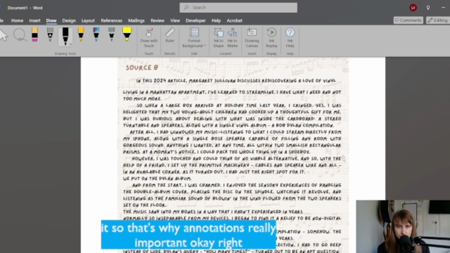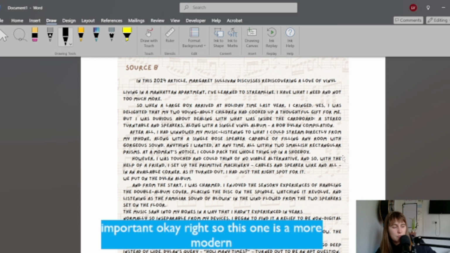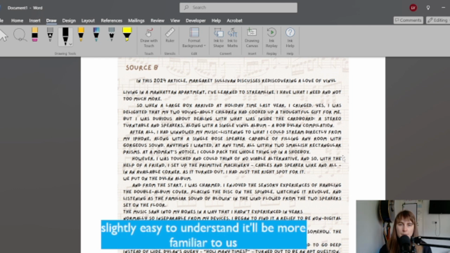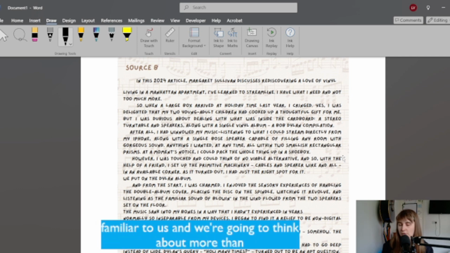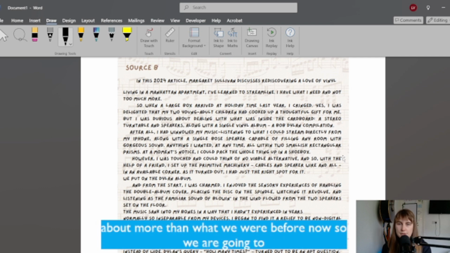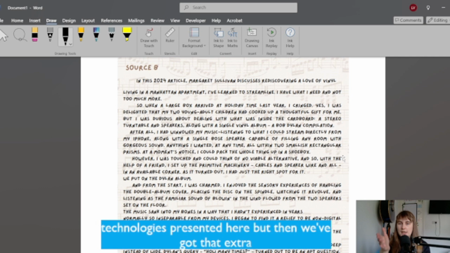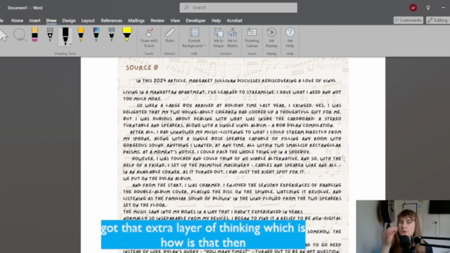Right, so this one is a more modern text, so hopefully the language itself will be slightly easier to understand. It will be more familiar to us. And we're going to think about more than what we were before now. So we are going to consider how music technology is presented here, but then we've got that extra layer of thinking, which is how is that then different to the first source?